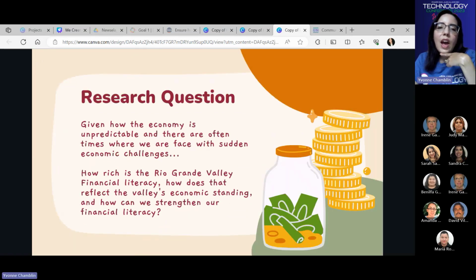Her research question was, how rich is the Rio Grande Valley in financial literacy? How does that reflect the Valley's economic standing? And how can we strengthen our financial literacy? She realized during the pandemic, and I don't know if y'all remember this, but I don't know who qualified, stimulus checks started coming out. And she realized that was a problem, and that's where this stemmed from. Too many people were relying on those checks, and then there was no more money. And then now the downfall: debt, credit cards especially, were starting to be more in use. So she identified that problem and tried to see what we could do about it.